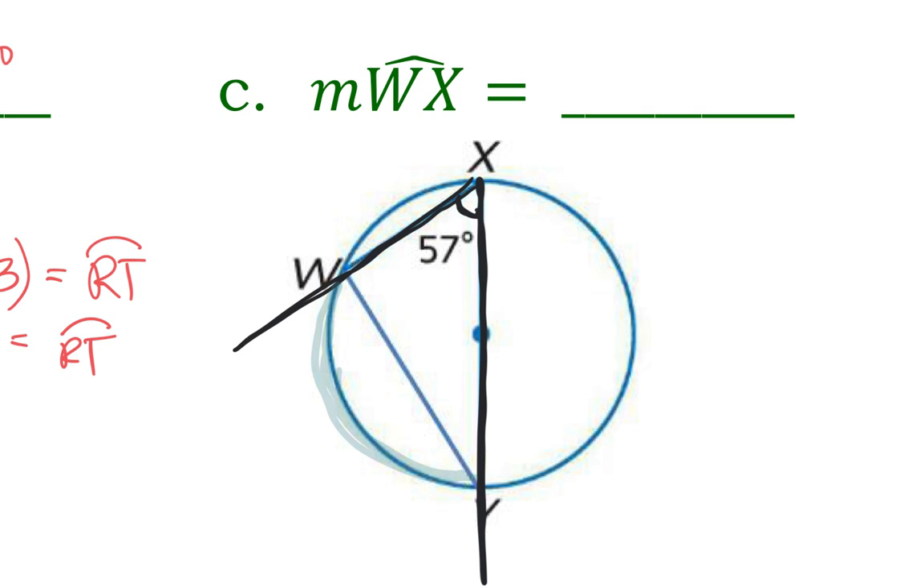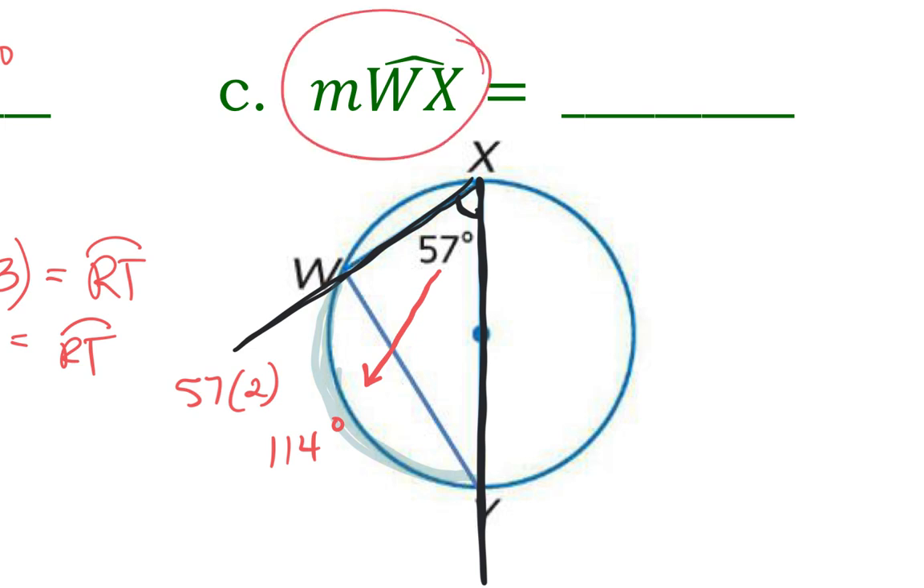So what we can do is we can take 57. Do you think I'm going to half it or double it if I'm looking for this arc? Double it. Good. So let's do 57 times 2. What's 57 times 2? 114. Now this is 114. But their question, you've got to read the question carefully. They're looking for WX. They're interested in this arc. We'll call this A. They're interested in that letter A.